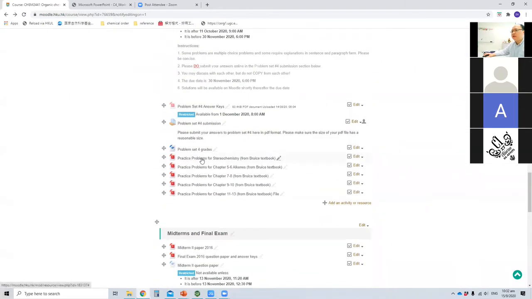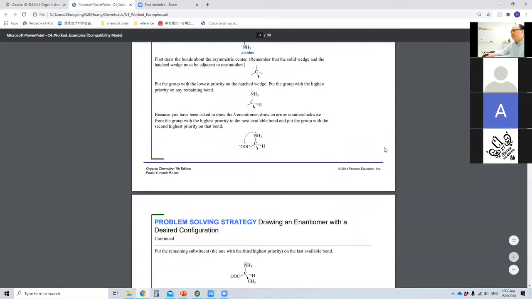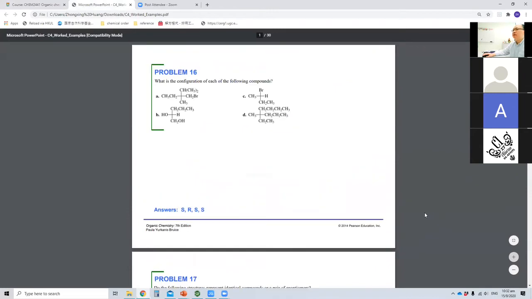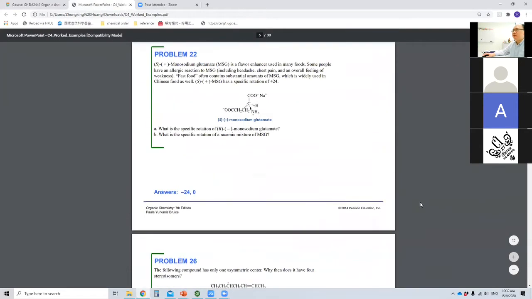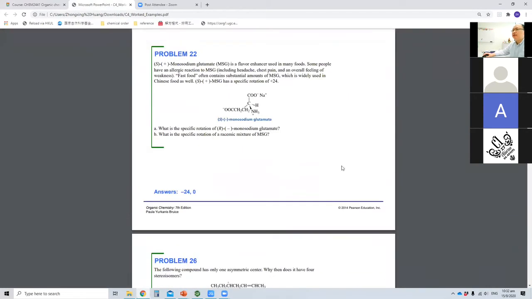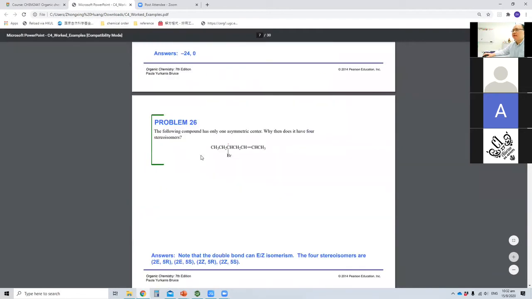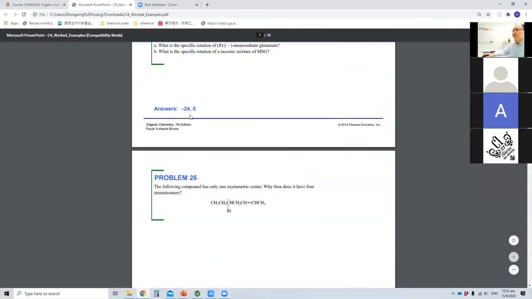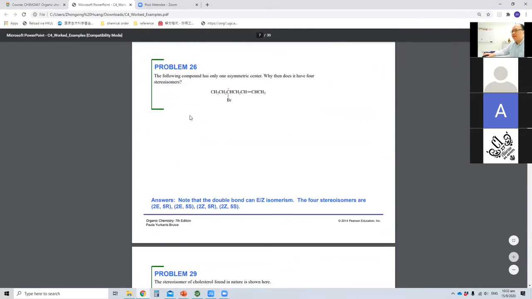So, practice problems for stereochemistry. It's excerpted from the textbook. We put it here so everybody can see it. When you open it, you can see there are tens of questions like that with the solutions. So you can try to solve these problems, and you have the answers here, so you can know whether you are right or wrong.